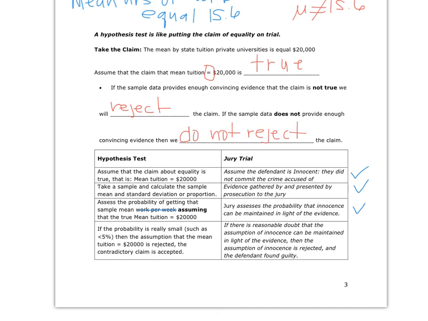Comparable in jury trials, if there is reasonable doubt that the assumption of innocence can be maintained in light of the evidence, then the assumption of innocence is rejected and the defendant is found guilty. If the evidence is so strong that the defendant committed whatever the crime was, such that the jury cannot maintain the belief of innocence, then they have to reject that belief. They have to reject that assumption that the defendant is innocent.